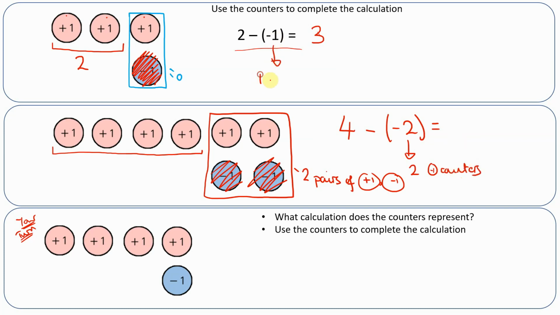And here we'd had 1 minus 1 counter. So now I've taken these away, let's see what my calculation is going to be. 1, 2, 3, 4, 5, 6.